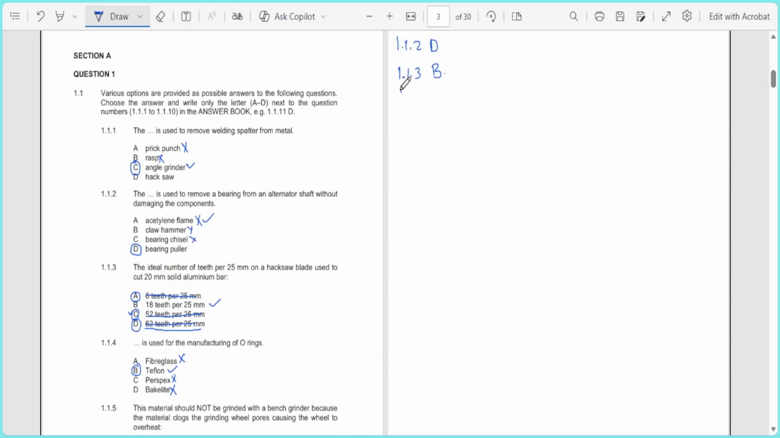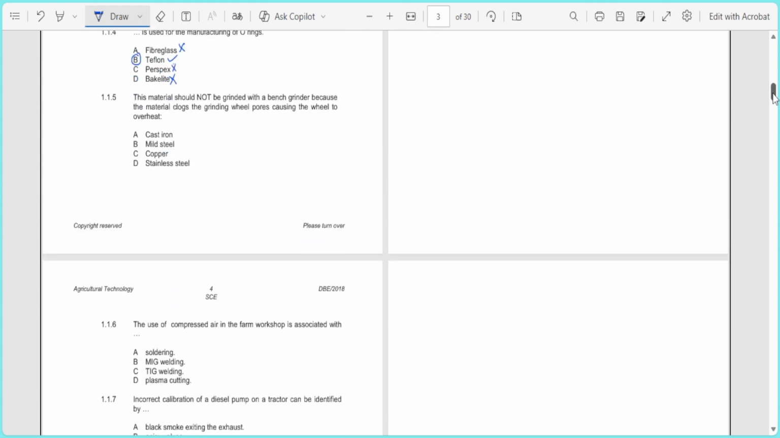So for the 1.1.4, we are going with B, Teflon. 1.1.5, this material should not be ground with a bench grinder because the material clogs the grinding wheel pores, causing the wheel to overheat. This material should not be ground with a bench grinder.